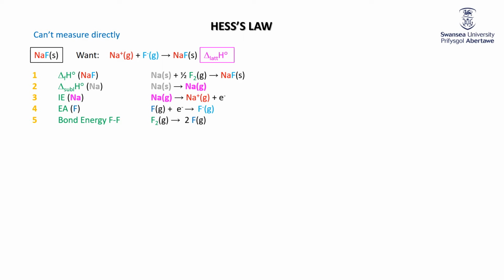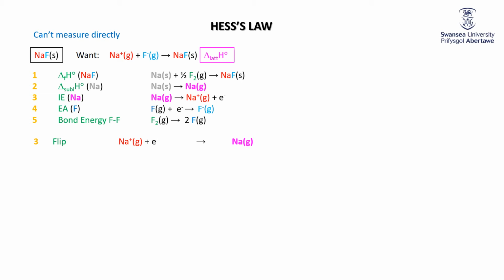Now, strategies to get this, there's lots of strategies to do it. I always like to look at what we're going for, at least as a starting point. And what I see is that we want Na plus gas on the left-hand side. Do I have an equation that's got Na plus gas on the left-hand side? No, but I do have one, equation 3, that has Na plus gas on the right-hand side. So I'm going to take equation 3 and flip it.